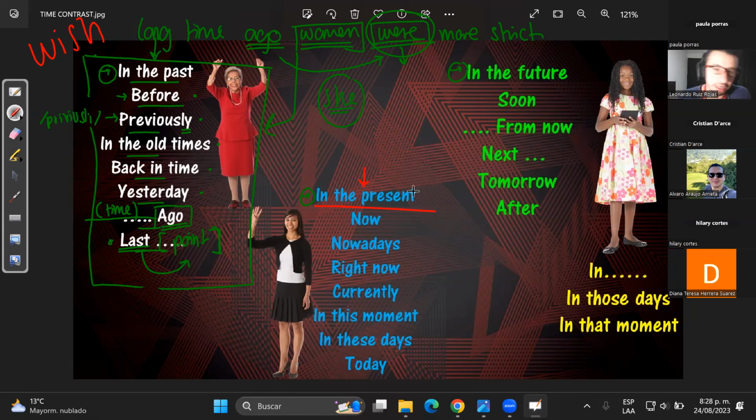In the present, en el presente. Now, ahora. Nowadays, hoy en día, very good. Right now, ahora mismo, ya mismo. Ahora mismo, very good.